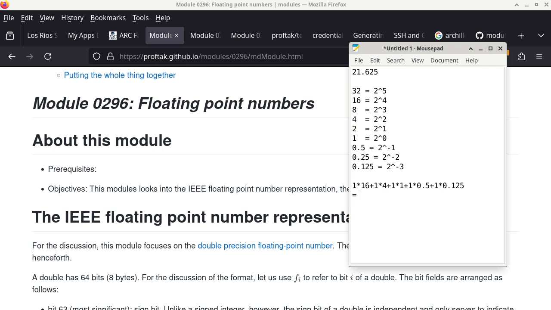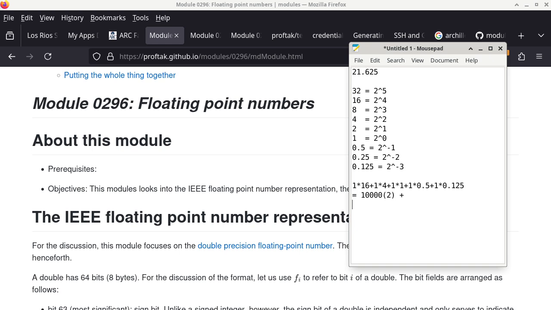1000. 1 followed by how many zeros? 4 zeros. Very good. So 1 followed by 4 zeros in base 2 is what we know in base 16, and in base 10 as 16. So I'm emphasizing this is in base 2.